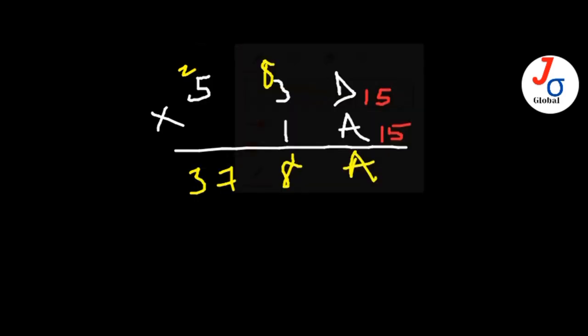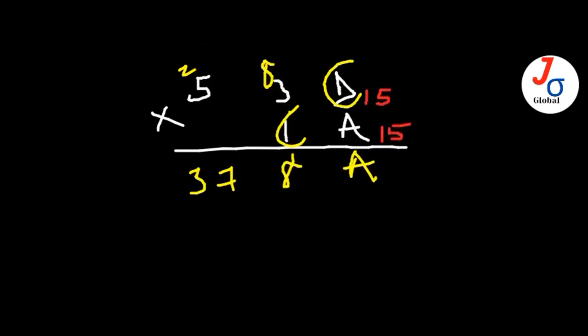Then I move to this 1 times D. 1 times D is actually D, so there's no need to alter that. 1 times 3 is actually 3. And 1 times 5 is actually 5. So there is no need to alter that.